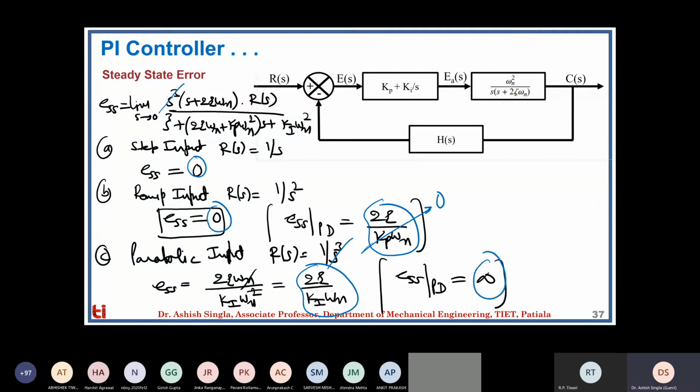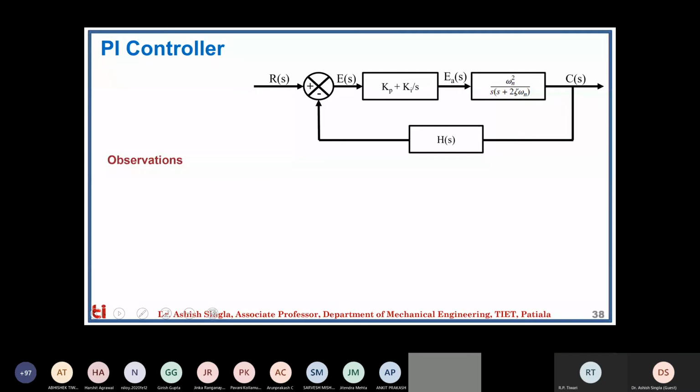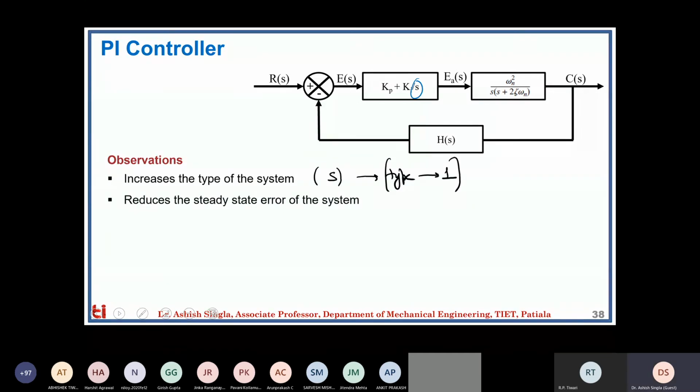So what is the crux? If we have to use a parabolic input, we must have the integral control action in the picture. So what are the observations? It increases the type of the system because of this S in the denominator. It reduces the steady state error. It counters the static loading, as I have discussed, because of the integral control action, because of that constant.